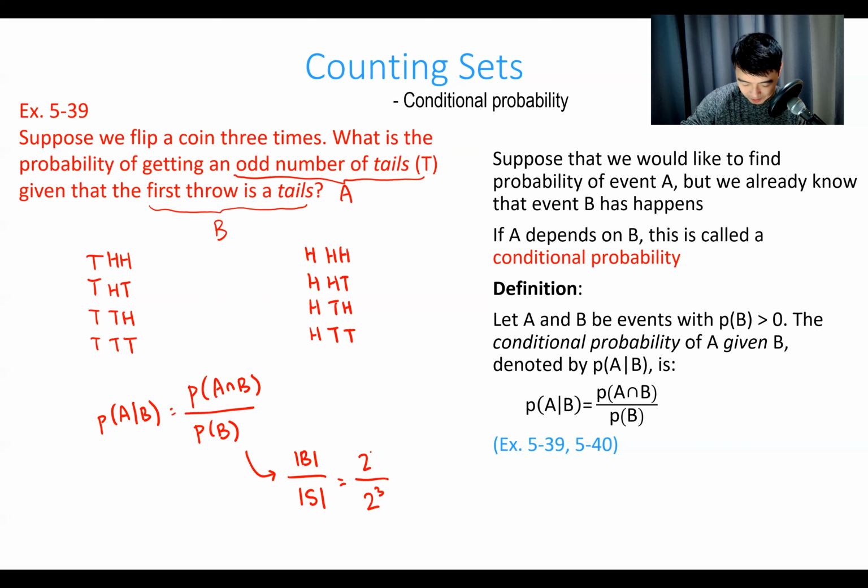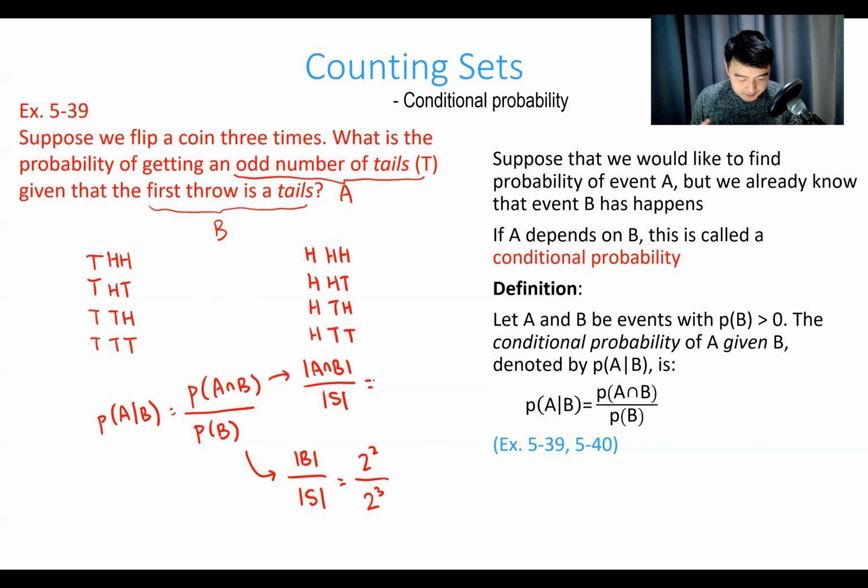And in fact, the equation is 2 to the 2, because if we fill the first box with a tail, the rest of the two boxes each have two choices, so 2 to the 2. Okay, what about A and B? Now, the size of A and B over the size of S is the probability of A and B.